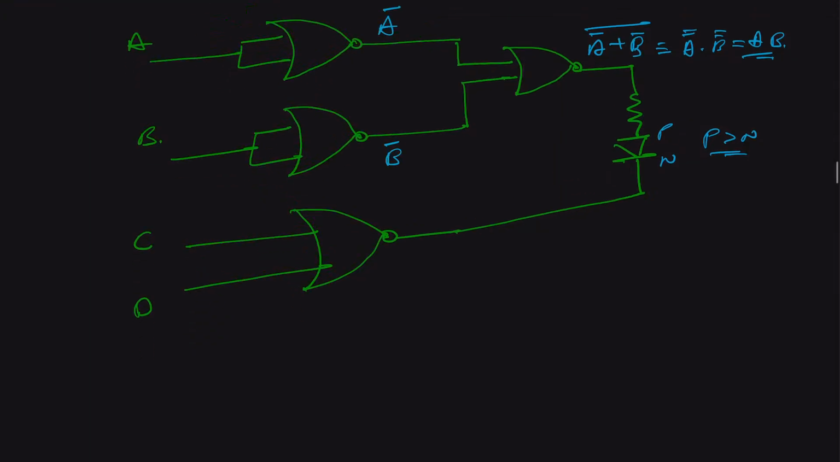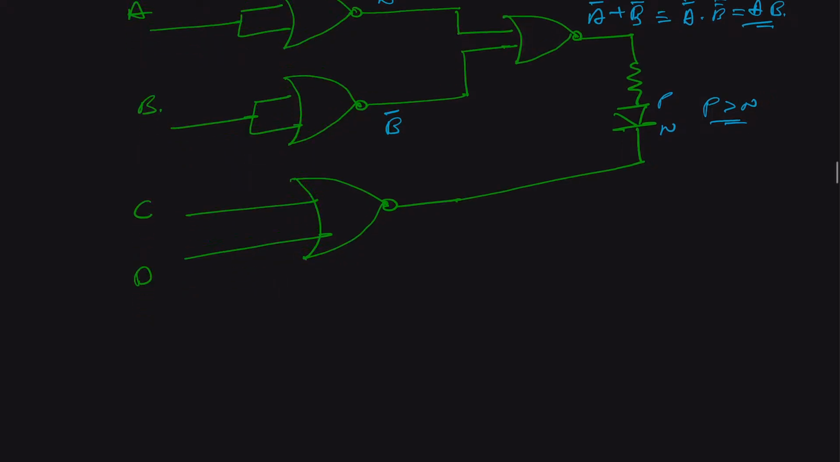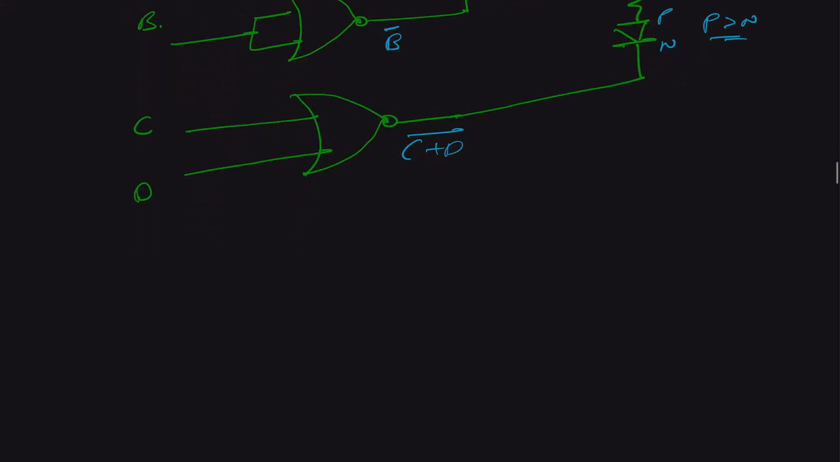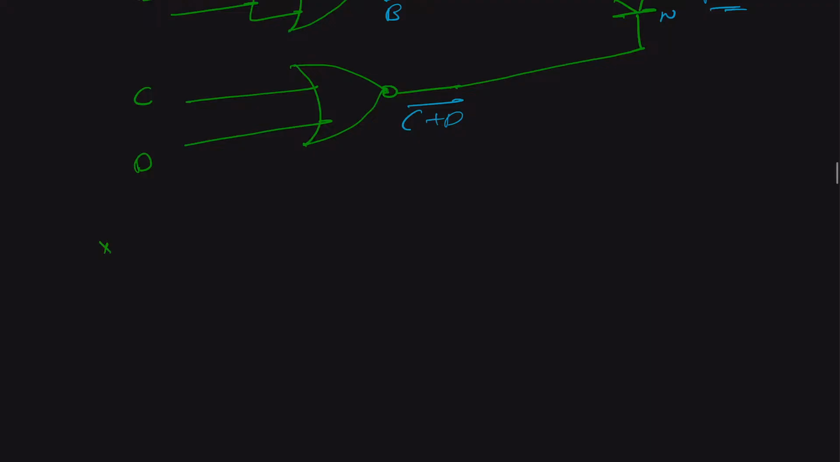And on the lower side we are having our two input NOR gate, so we get this as C plus D whole bar, and we want that for forward bias our P should be greater than our N, or we can say that our A dot B should be greater than C plus D bar.